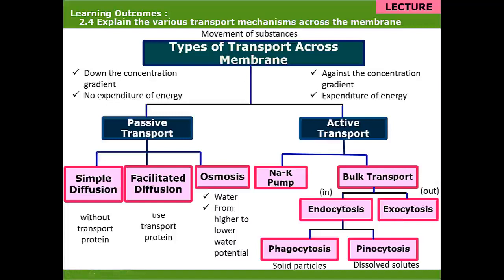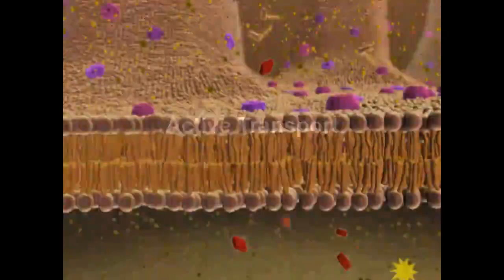Endocytosis is further divided into two types, phagocytosis and pinocytosis. Phagocytosis is a process in which large and solid particles are taken into the cell. In contrast, pinocytosis involves dissolved solutes or droplets taken into the cell. Okay, so that's the overview of the transport mechanisms across the membrane. Now we will watch a short animation regarding active transport.